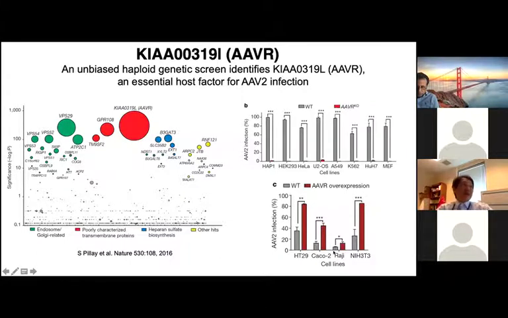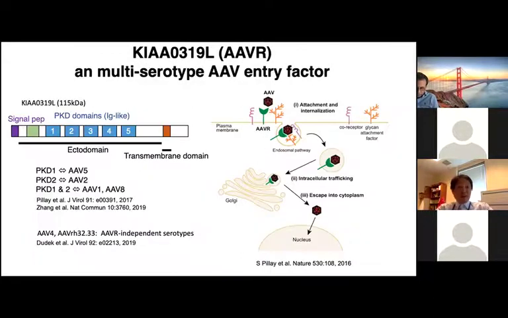So that gives us some idea how we can utilize this in enhancing transduction, which I can talk about a little bit in a second. And then AAVR is a 110 kilodalton protein that has the ectodomain here and a transmembrane domain here. This is basically a membrane protein, and this has the 5 PKD repeat domains, the polycystic kidney disease repeat domain. And so this serves as a co-receptor of AAV.